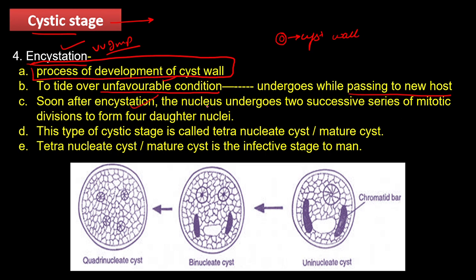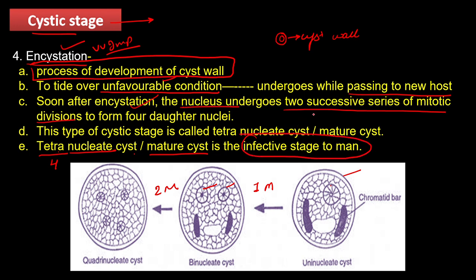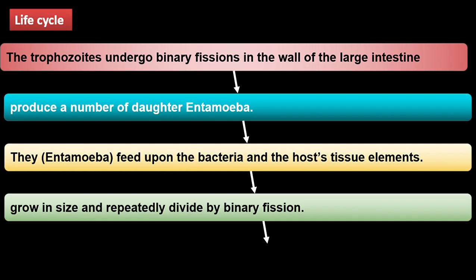Now, soon after encystation, the nucleus will undergo two successive series of mitotic division. After the formation of the cyst wall, the nucleus undergoes first mitosis and forms two nuclei. Then this undergoes second mitosis and the two nuclei form four nuclei, and this stage we call tetranucleate, meaning four nuclei. The tetranucleate cyst, or mature cyst, is the infective stage of Entamoeba histolytica, right? So what is the infective stage of Entamoeba histolytica? It is the tetranucleate cyst.